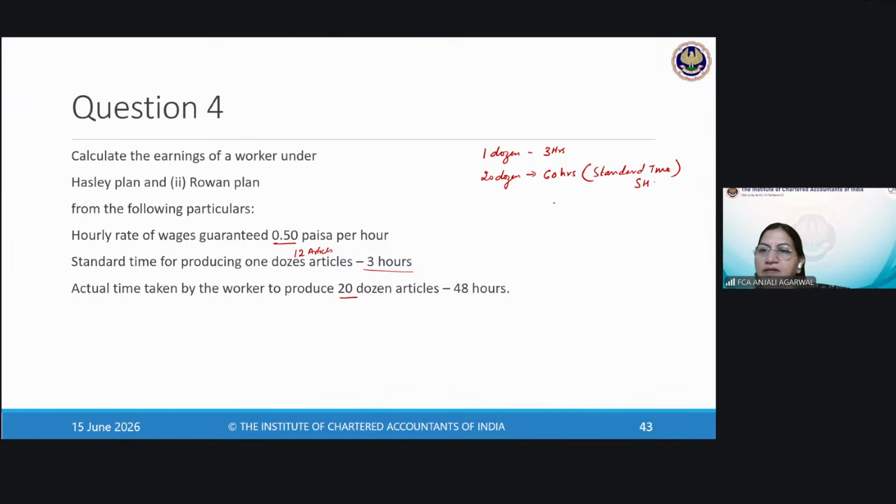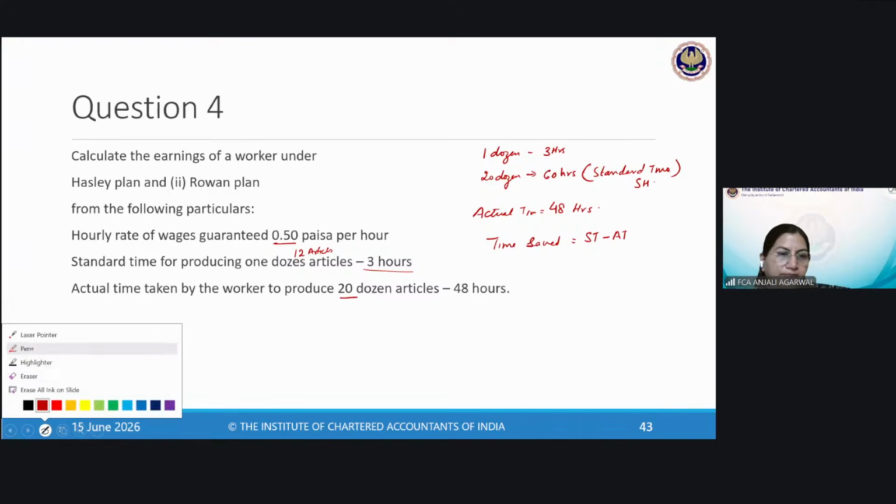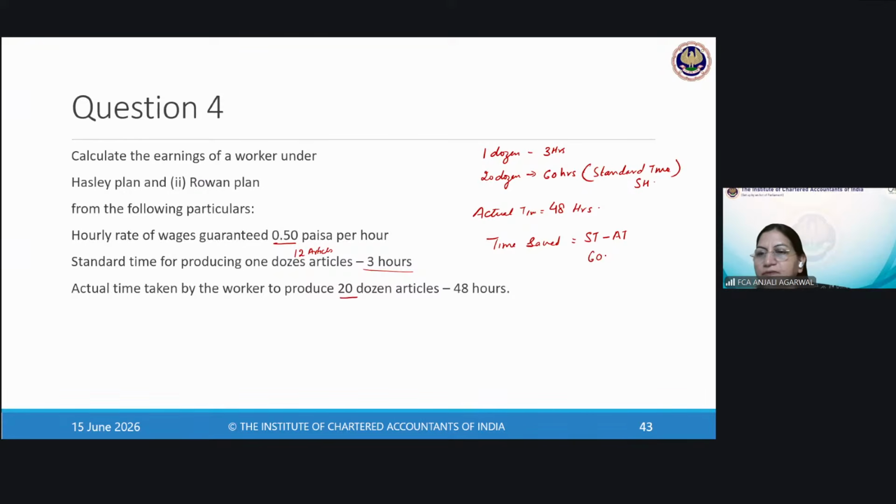whereas they have done the work in 48 hours. So actual time taken is 48 hours. Therefore, time saved is standard time minus actual time, or standard hours minus actual hours. Twelve hours.